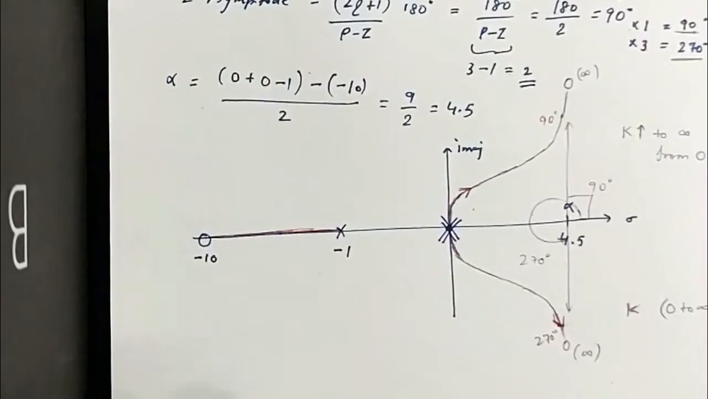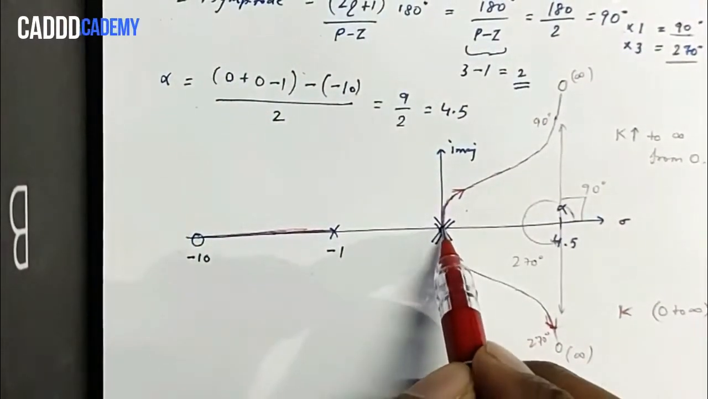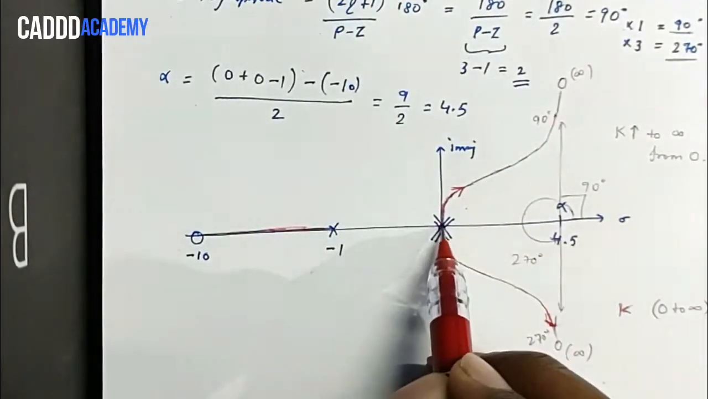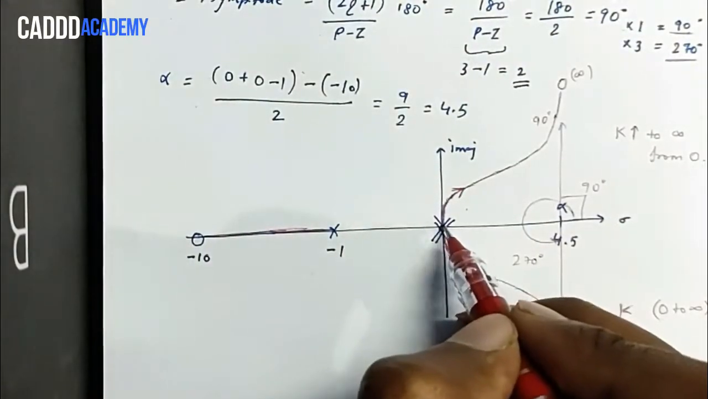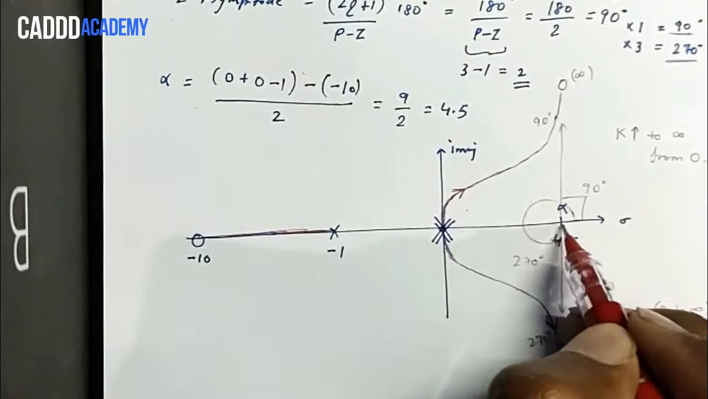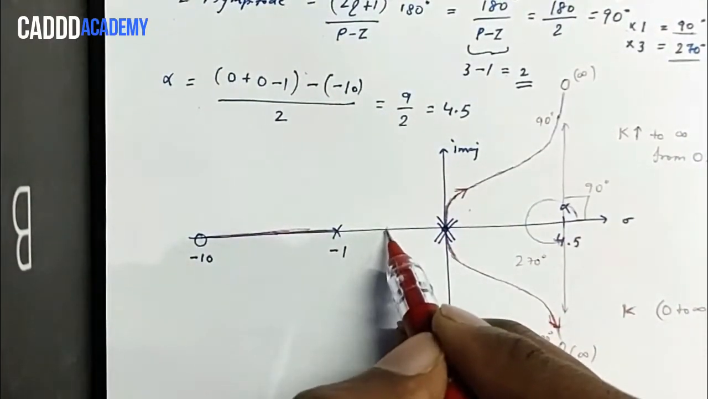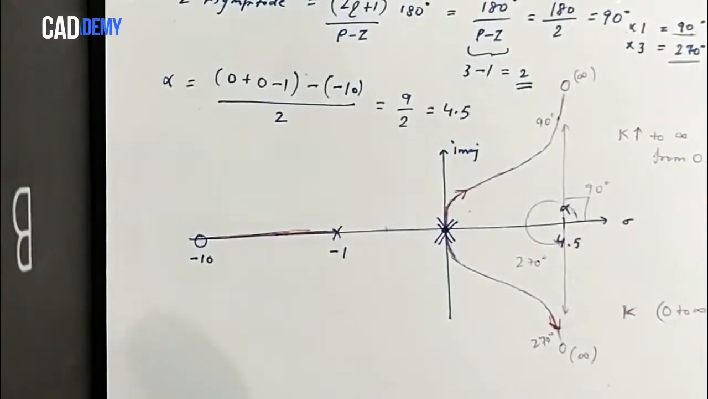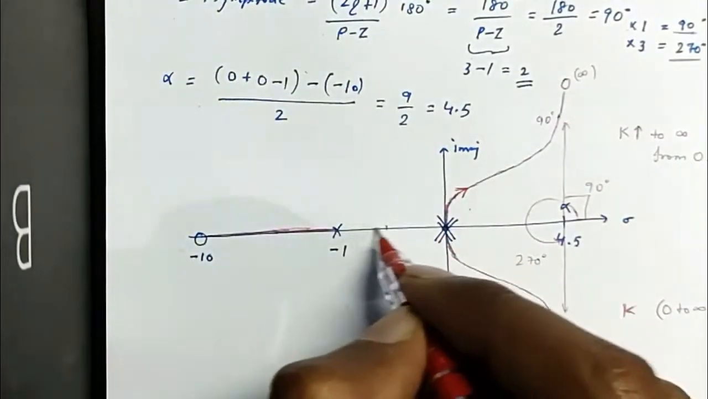How do we decide the root locus branch? Firstly, we keep our pen here and look to the right of this point. To the right of this point we don't have any poles and zeros, so there is no root locus branch. We move further, and to the right of this we don't have an odd number of poles or zeros, so this will also not be a root locus branch.